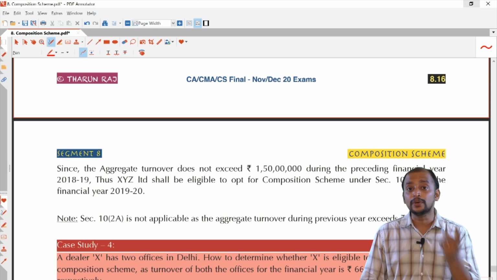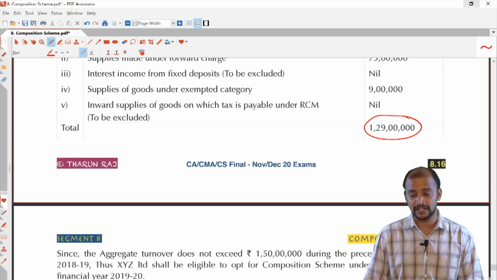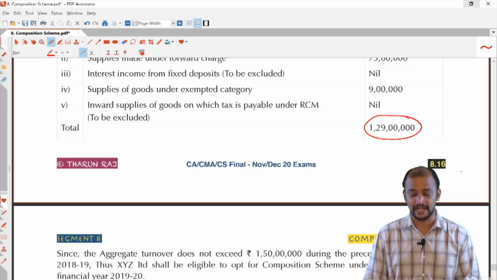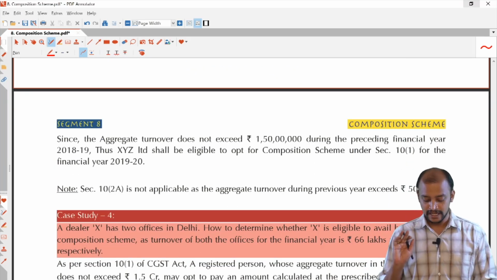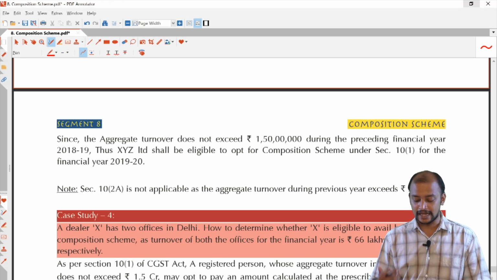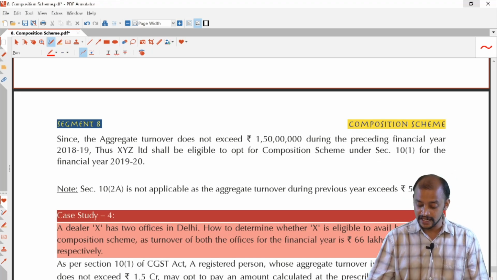But 10 subsection 2a is not possible, because for 10 subsection 2a the aggregate turnover during the previous year should not exceed 50 lakhs. So therefore that I have given as a note. Section 10 2a is not applicable as the aggregate turnover during the previous year exceeds 50 lakhs.